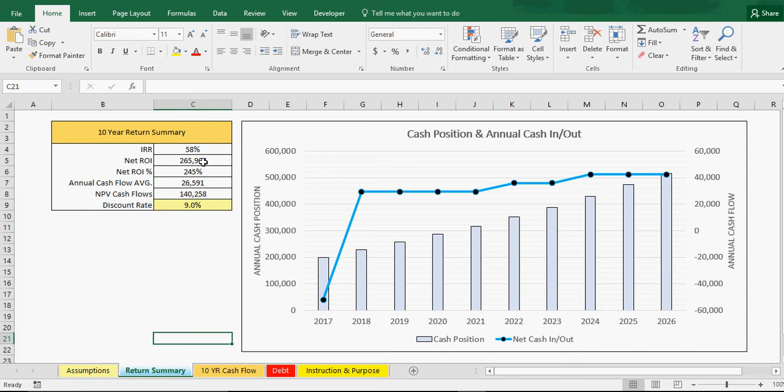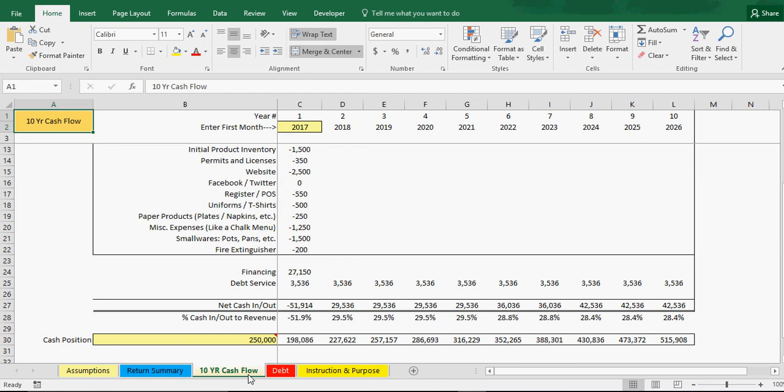We've got our net return on investment. This is overall over 10 years, standardized. So this is 265,000. It's saying, including the cost to set up and start, and all the financing costs and everything, that's what cash is coming in from here. So it is including the financing, but then it's also including the debt service.